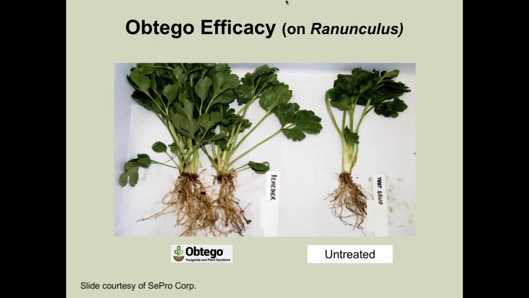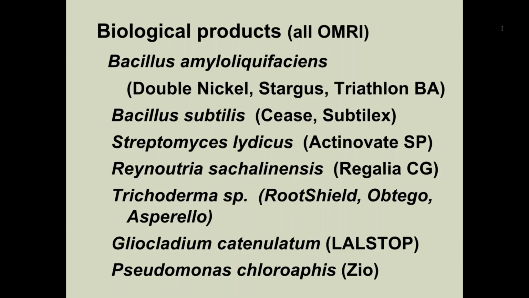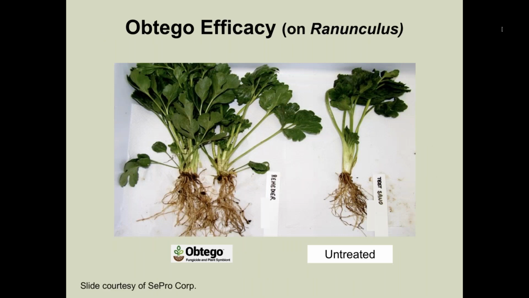Just an example, so Uptego, again, is one of our, let me just back up, I'll try and go backwards if I can. So Uptego is a Trichoderma, two species of Trichoderma, and Uptego treated on the left on ranunculus, inoculated with Pythium, and untreated on the right. So it does give you efficacy.